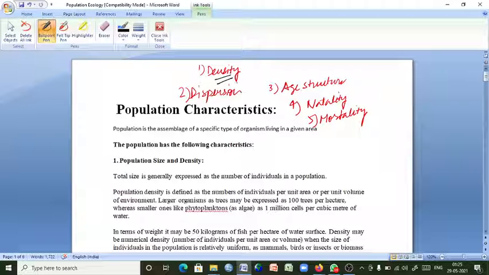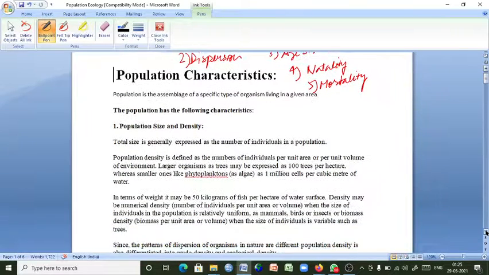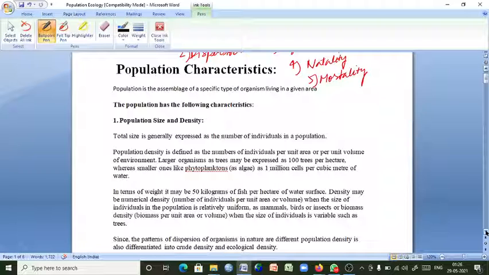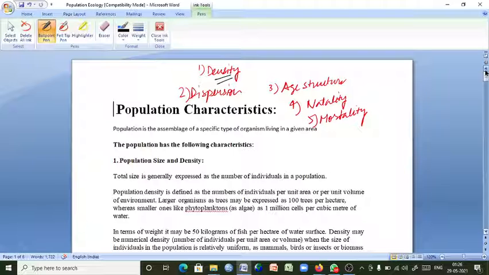A density is defined as the number of individuals per unit area or per unit volume of the environment. So, a density can be explained either by number or by its dry unit. So, a population density may be of two kinds. First one is known as the crude density, and the second one is known as its ecological density. How can we differentiate?